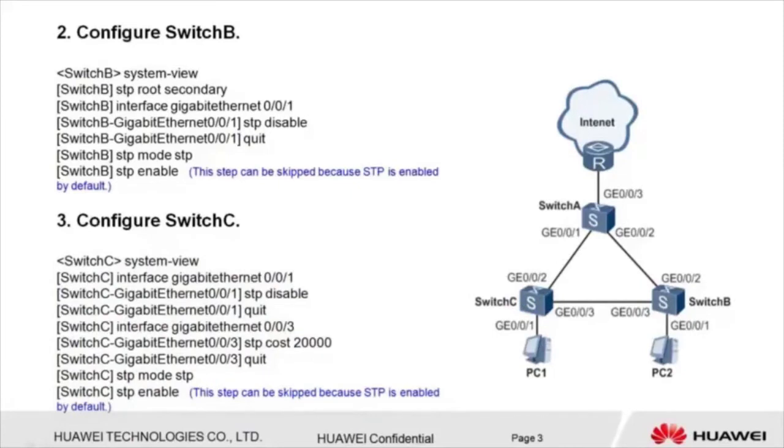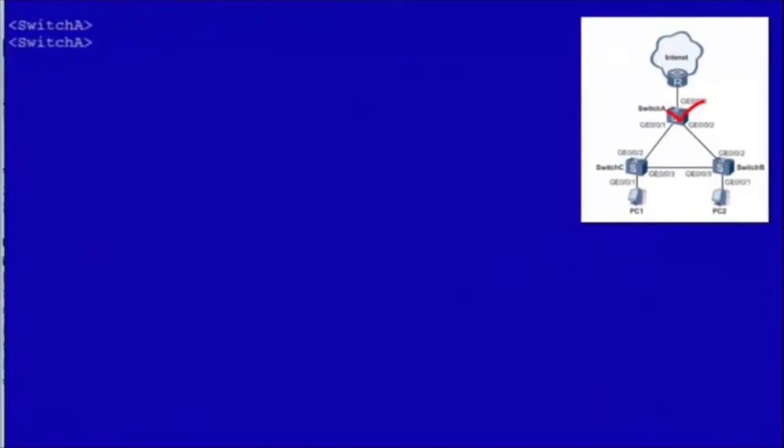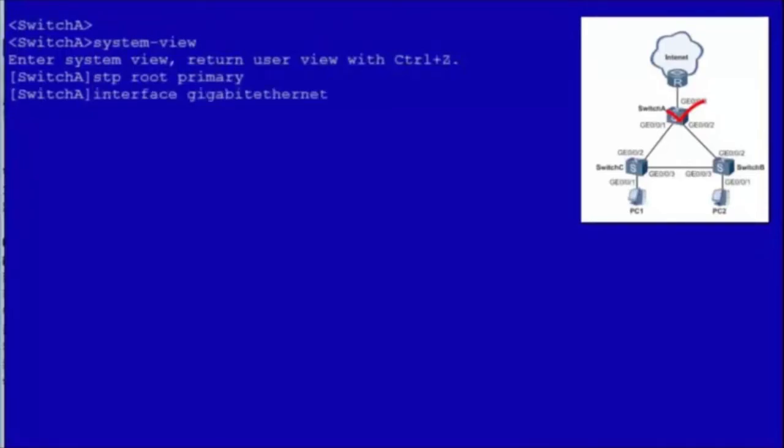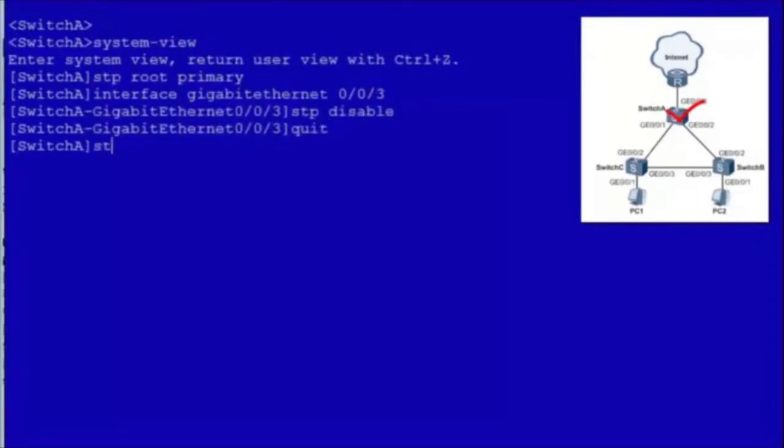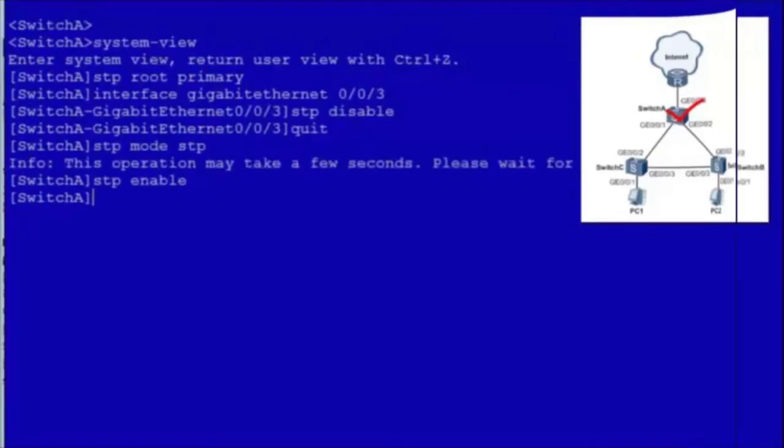Next, let's show how to configure STP on devices. Log in to switch A, enter the system view, configure switch A as the root bridge. Enter the view of GE0/0/3. Disable STP. Configure switch A to work in STP mode and enable STP globally.